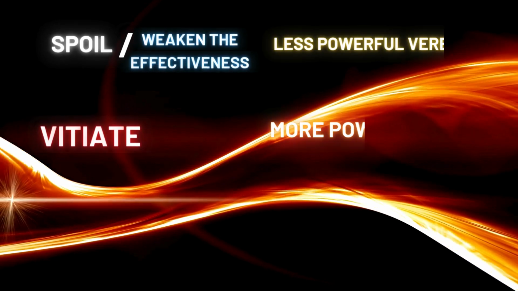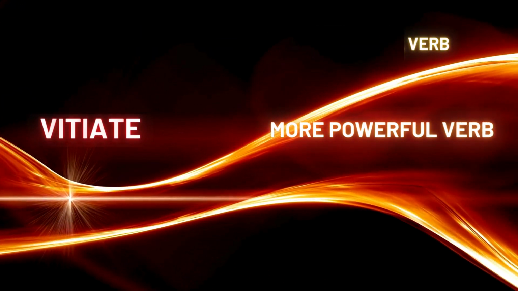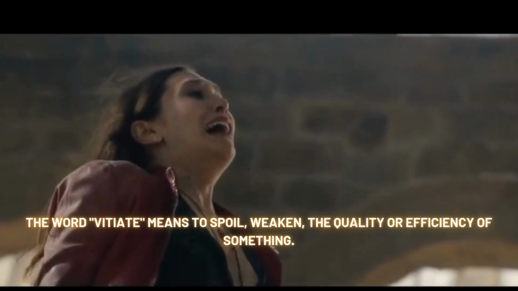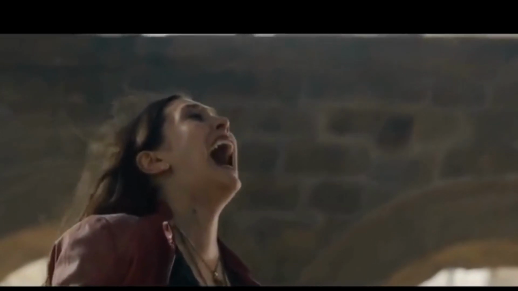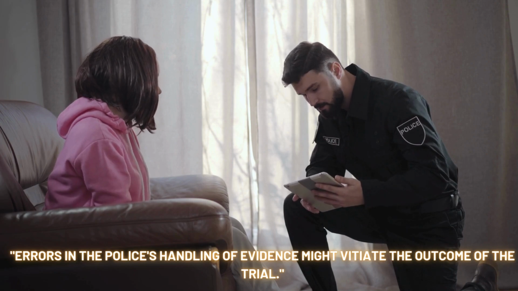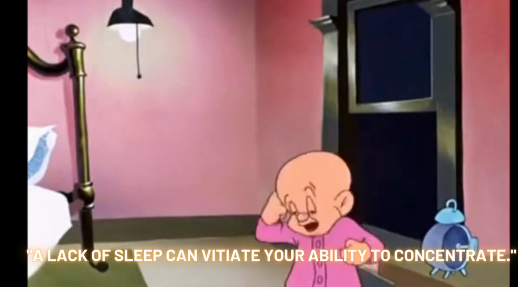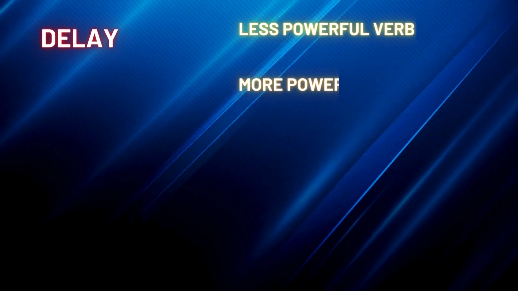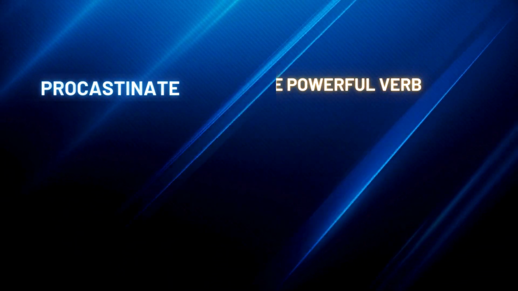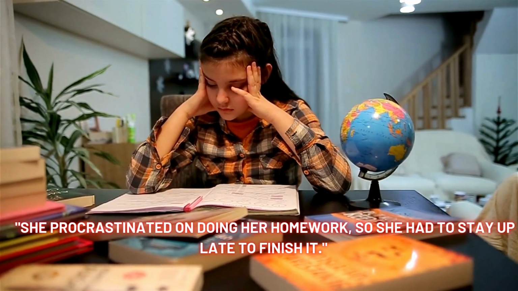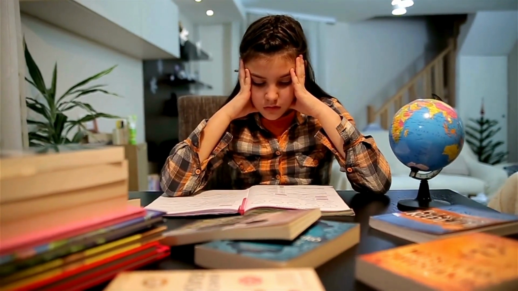Instead of using spoil, you can use the word vitiate. The word vitiate means to spoil or weaken the quality or efficiency of something. Errors in the police's handling of evidence might vitiate the outcome of the trial. A lack of sleep can vitiate your ability to concentrate. Instead of using delay, you can use procrastinate. She procrastinated on doing her homework, so she had to stay up late to finish it.